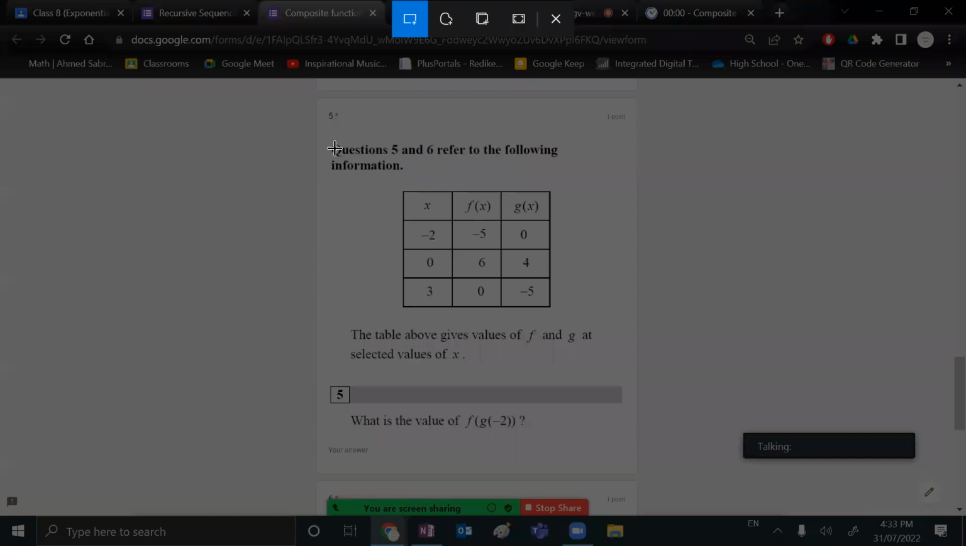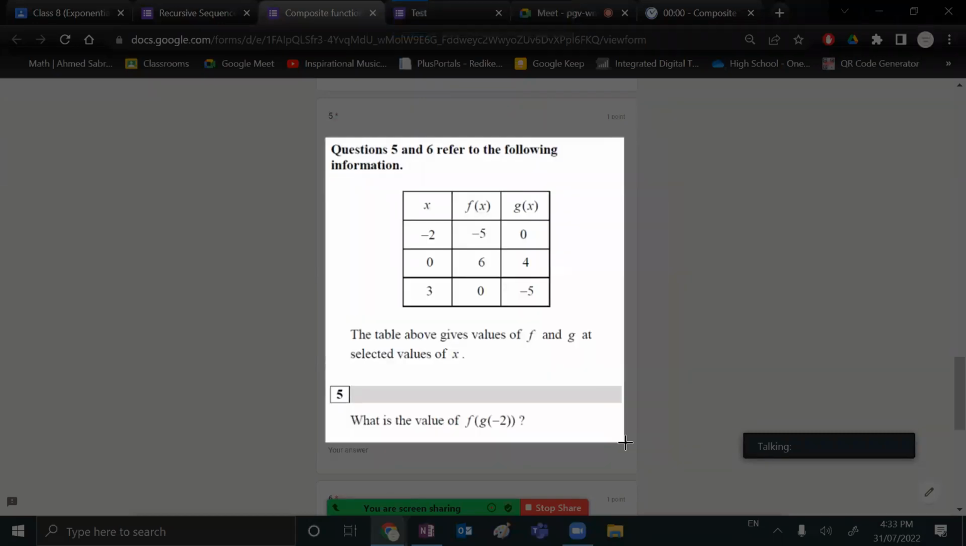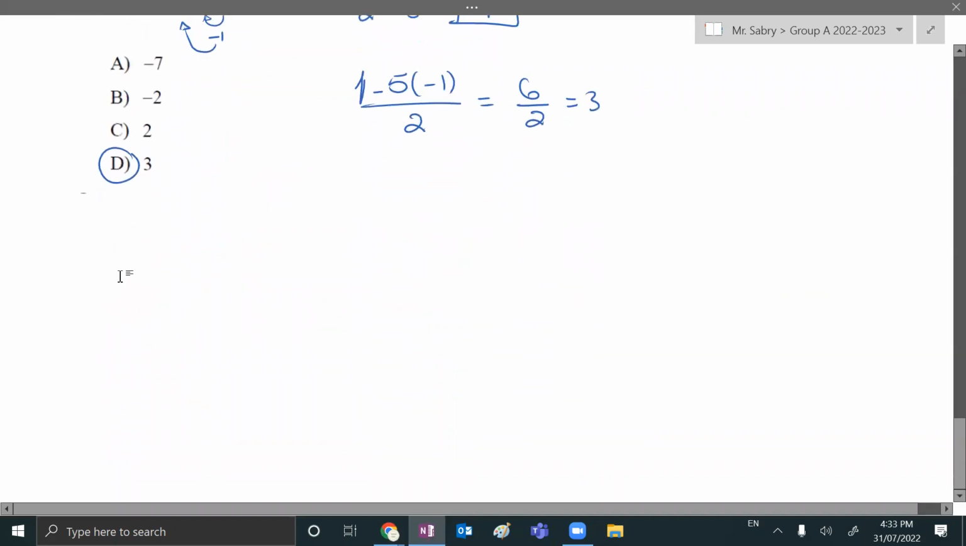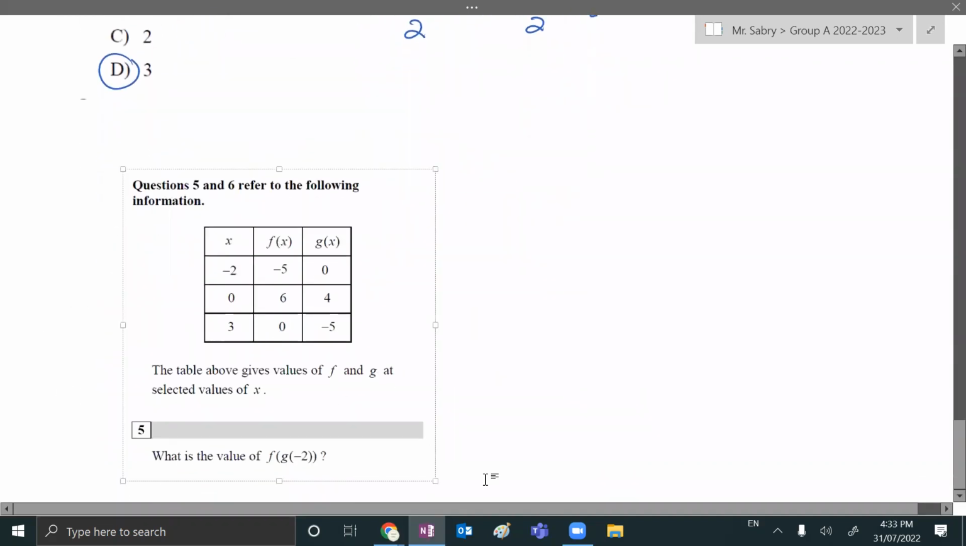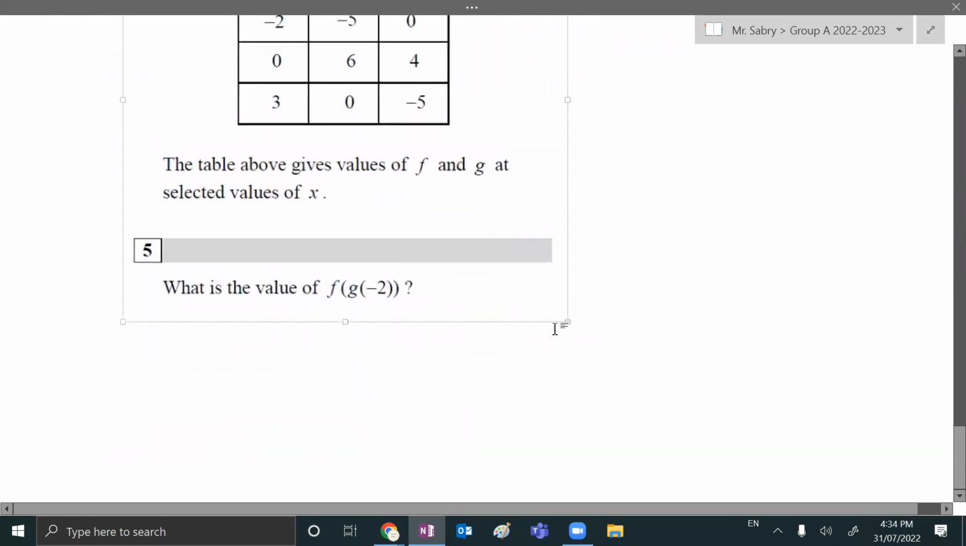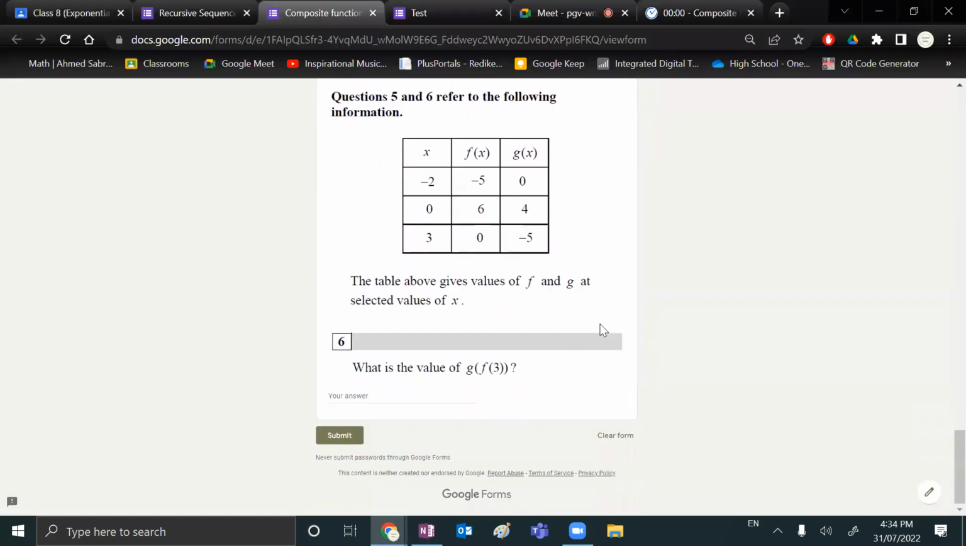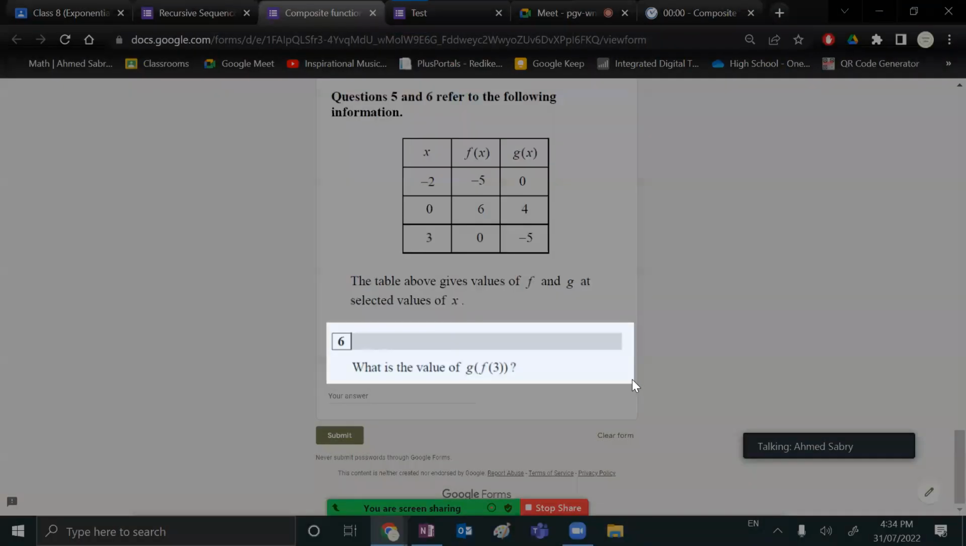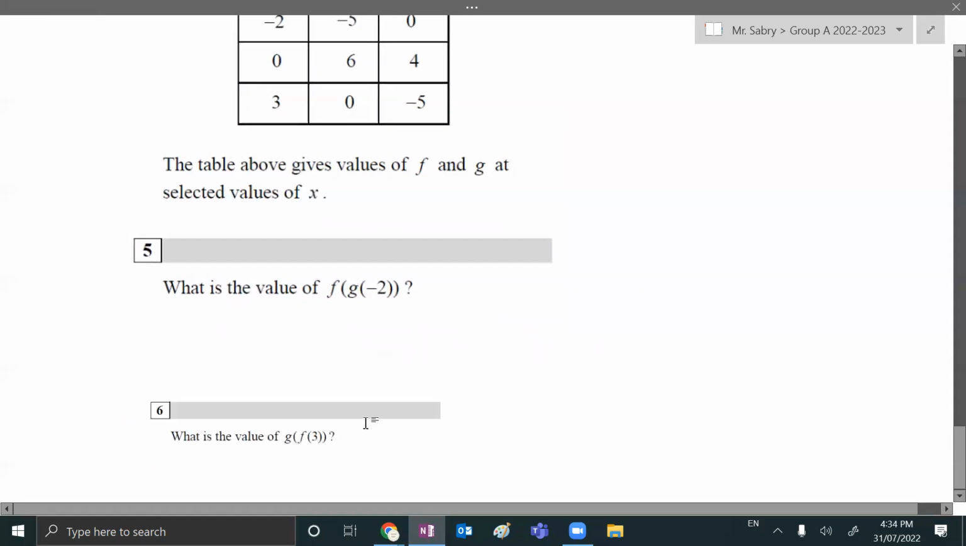5 and 6 refer to the same table. And this is an interesting one because this form of a table is the first time for you to actually see. You're given both f and g in the same table. You're once asked to find something f of g of something, and the other time is g of f of something. So let's check this.